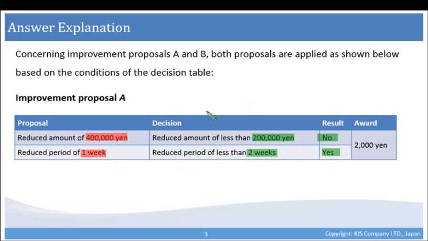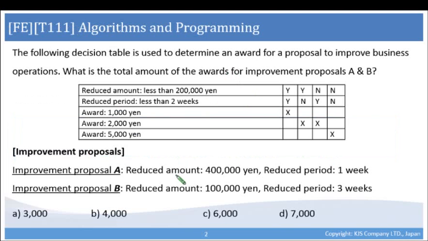So let's go back to the previous slide to check the decision table to see if this 2,000 yen award is what we're expecting. So for this proposal A, we had 400,000 yen for the reduced amount and 1 week for the reduced work period. So were we less than 200,000 yen? No, so we were going to be in these two columns. And then we have to look at the reduced period. Is this less than 2 weeks? Well, yes it is. So we can follow down this column here and we're going to end up with our answer here, which is 2,000 yen, as we explained on the next slide.